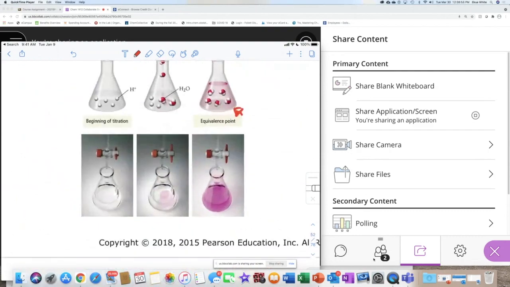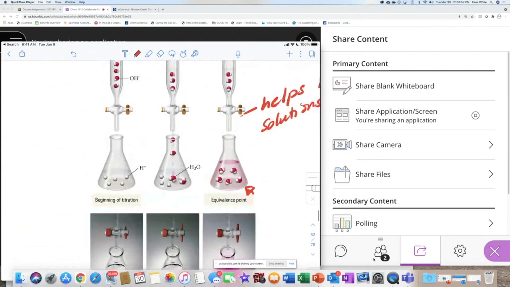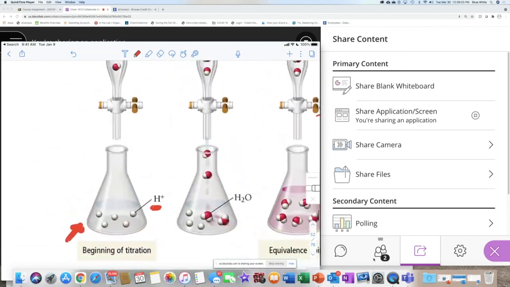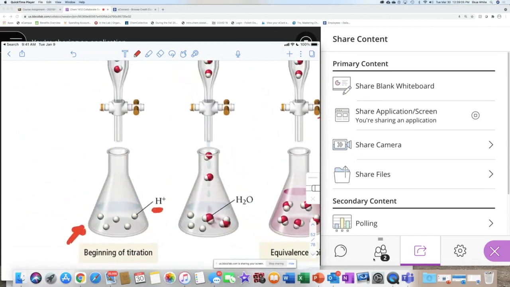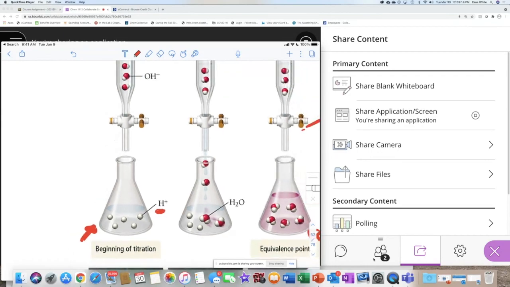Okay, so here's what I'm talking about, right? In this situation here, in the Erlenmeyer flask, we started off with the acid. How do I know this is the acid? Because it says H plus, and H plus stands for acid. So in my flask, I have a specific amount of acid. Now, based on the assumption here, let's say we have 5 acid molecules.